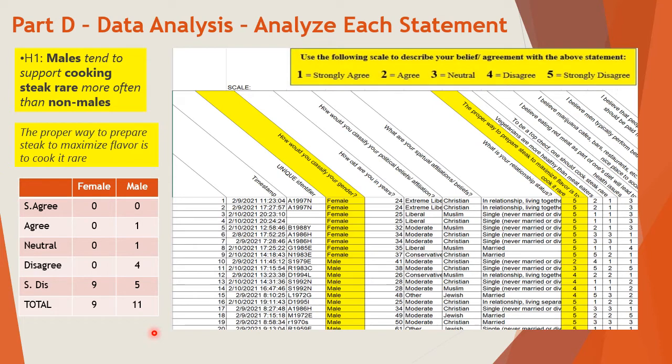So in total, I had 20 people answer the survey, and this is a good way to check your totals. 9 and 11 equals 20, so everyone is accounted for. All right, and that's our first part: just to pull the data out and look at the independent variable, in this case gender, and then how people responded.